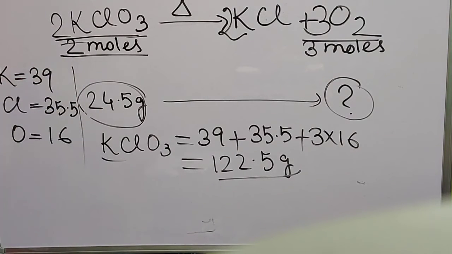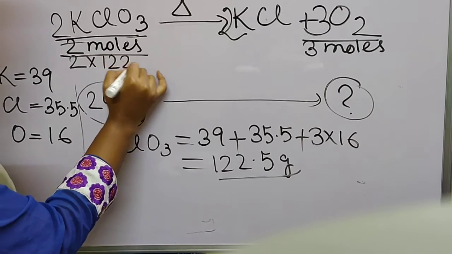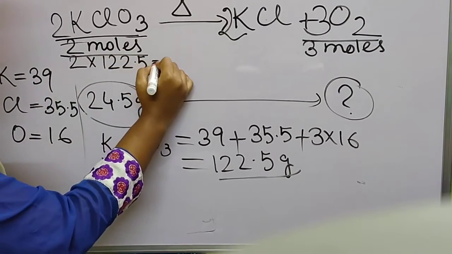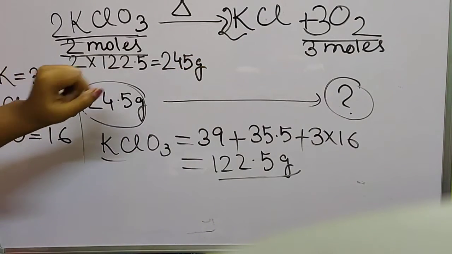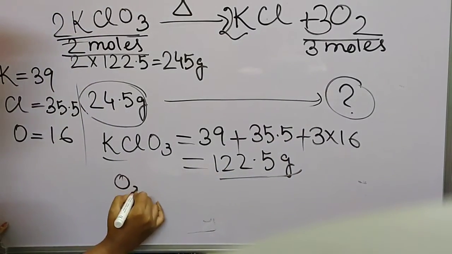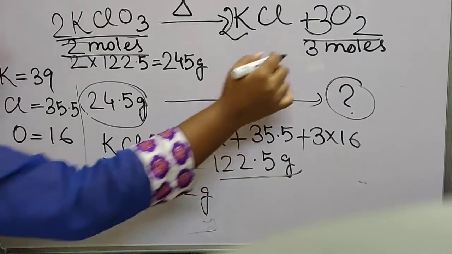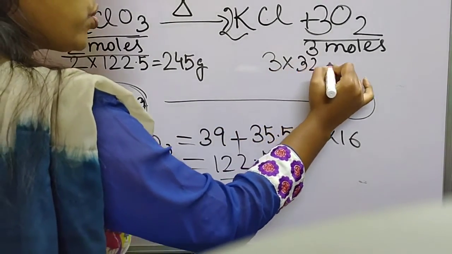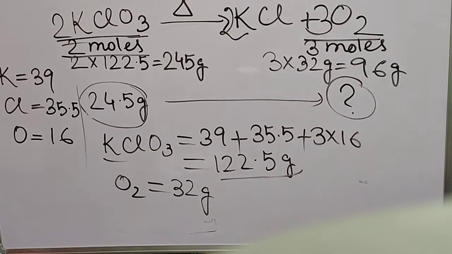Now how many moles of KClO3 are present here? 2 moles. So for calculating this you have to multiply its molecular weight by 2. So the value will come as 245 gram. Okay, 2 into 122.5, 245 gram of KClO3 reacts with. Now for oxygen, the molecular weight we know is 32 gram. So how many moles are there? 3. So 3 into 32, 96 gram.